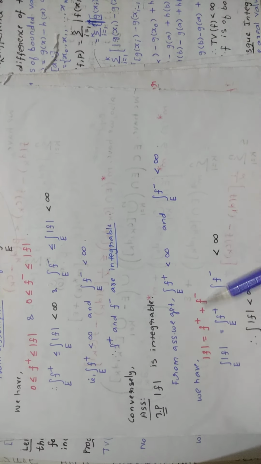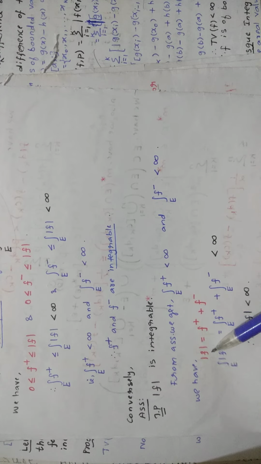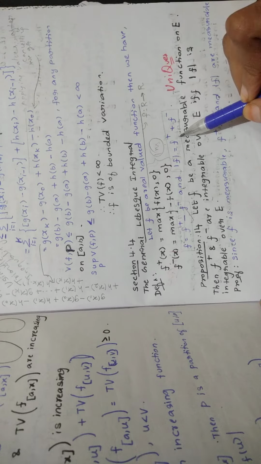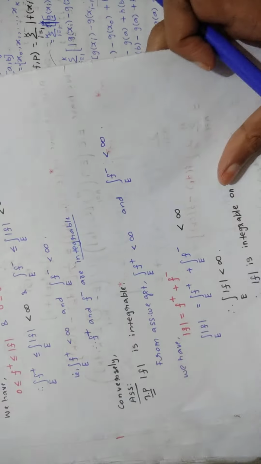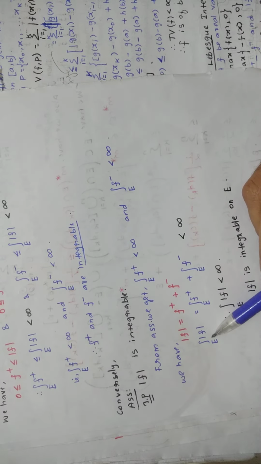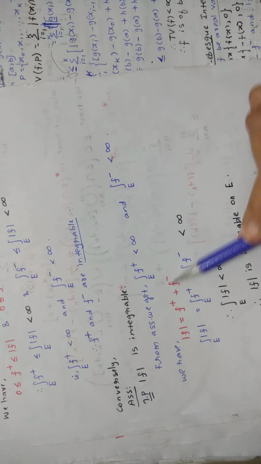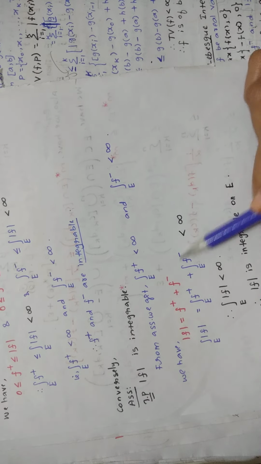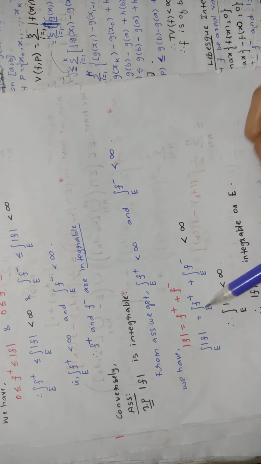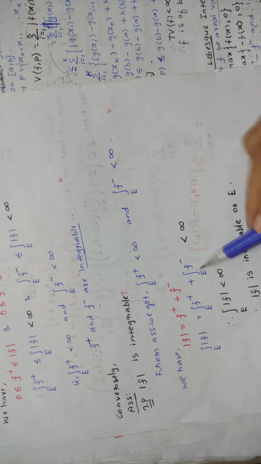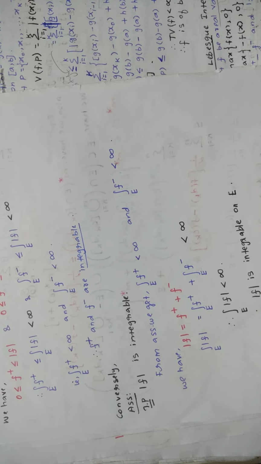Now we have this result: mod f equals f plus plus f minus. You have this result from the definition. So you are writing that. After that, you are taking the integral over E of all the terms, so you will get this. You know that this value is less than infinity, and this is less than infinity. So in total, even when you add these two, you are going to get less than infinity.